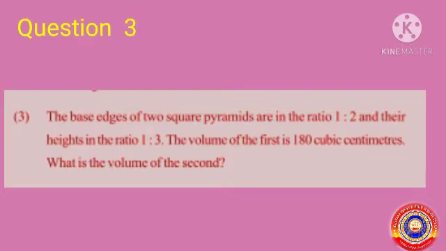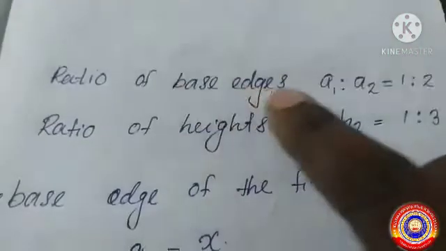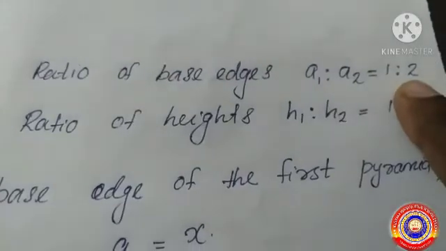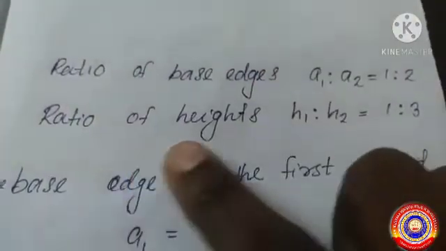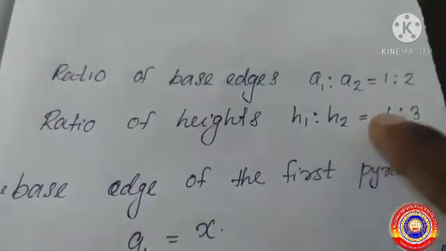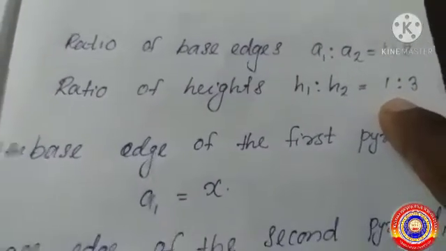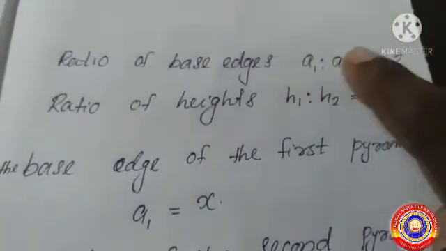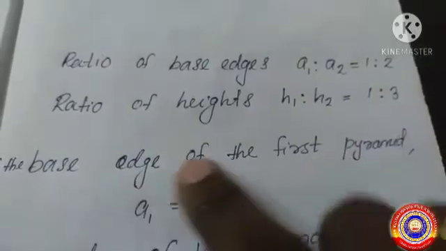The base edges of two square pyramids are in the ratio 1:2 and their heights in the ratio 1:3. The volume of the first is 180 cubic centimeters. What is the volume of the second? Here the ratio of base edges A1 is to A2 equal to 1:2 and the ratio of the heights H1 is to H2 equal to 1:3.